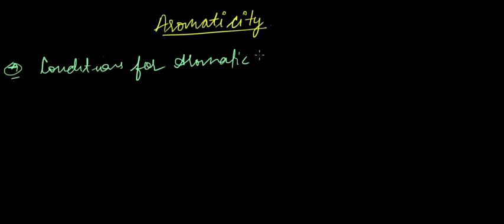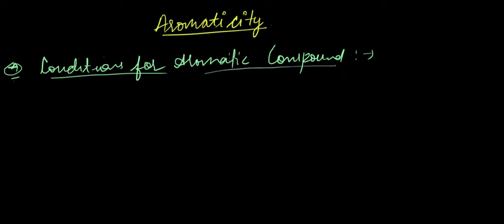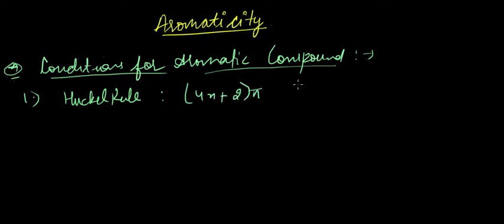Okay, so let us first talk about the conditions for a compound to be aromatic. For a compound to be aromatic, it must satisfy four of the below mentioned conditions, and they are Huckel rule. By Huckel rule, I mean to say that the compound must have 4n plus 2 pi electrons in it, where n can start from 0 to whatever number you want, right?